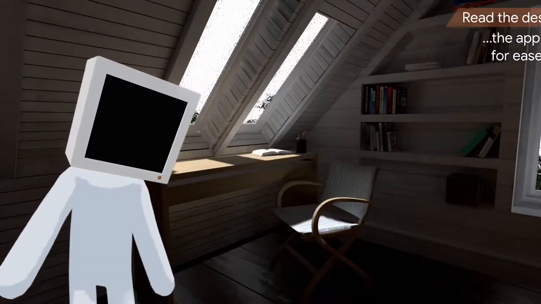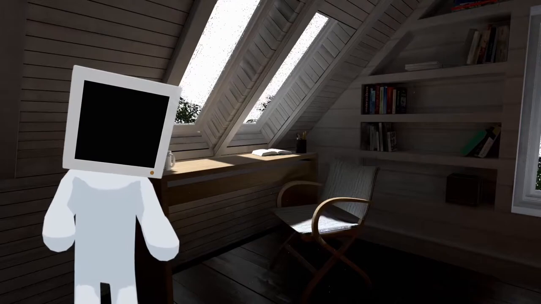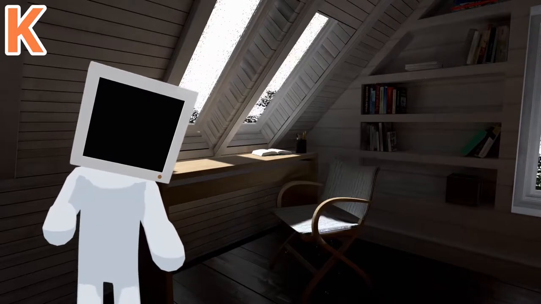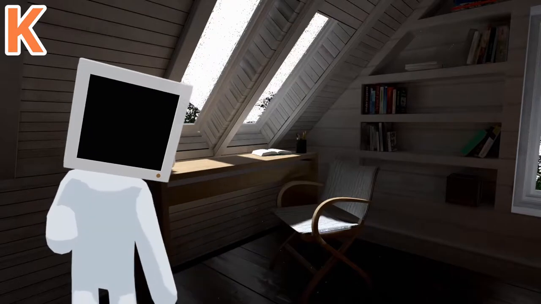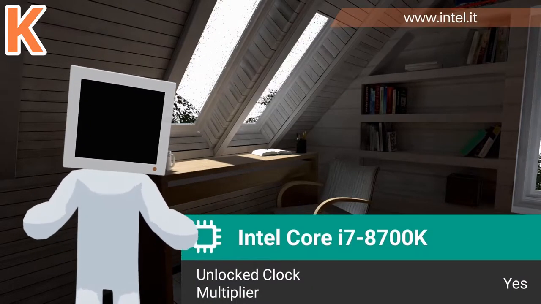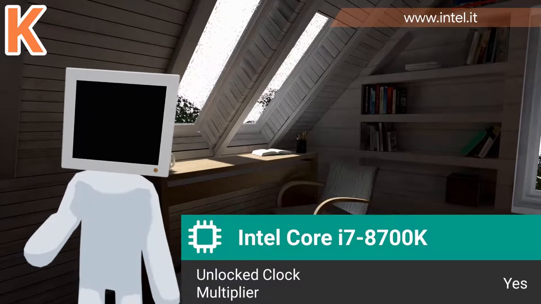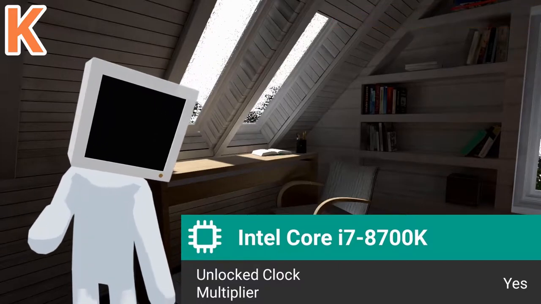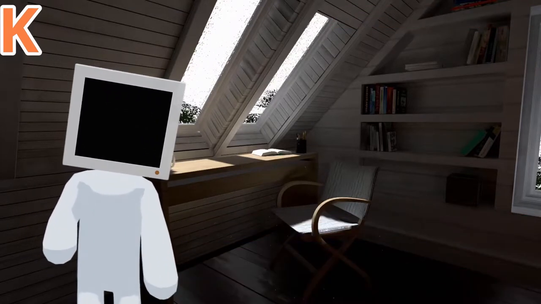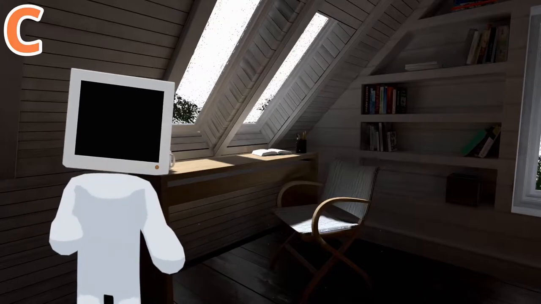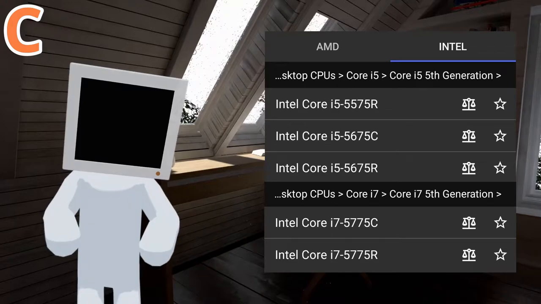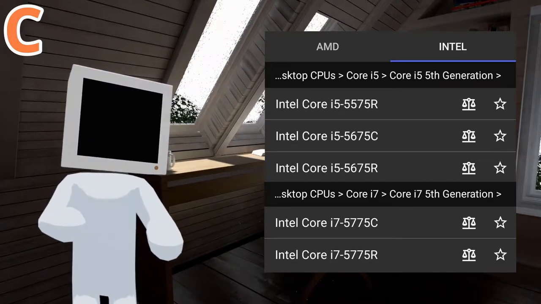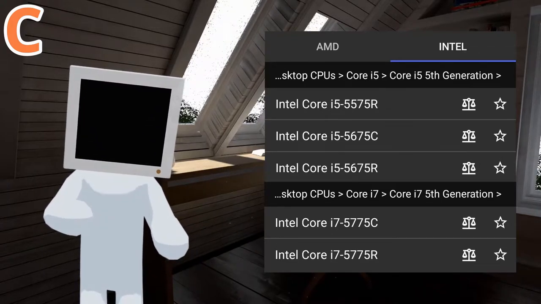With that out of the way, let's start with the most known suffix, the K. Unlike Ryzen, Intel processors aren't naturally unlocked, and only K processors can be easily overclocked. So be sure to buy a K processor if you're interested in overclocking. Also, just for the 5th generation, that by the way barely existed in the first place, Intel decided to briefly change the K to a C.